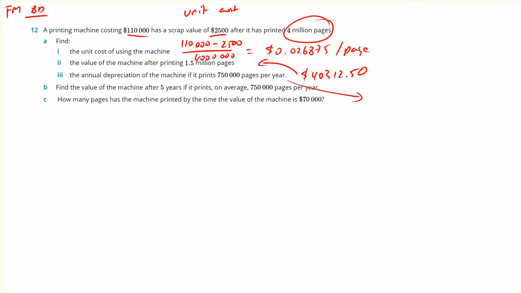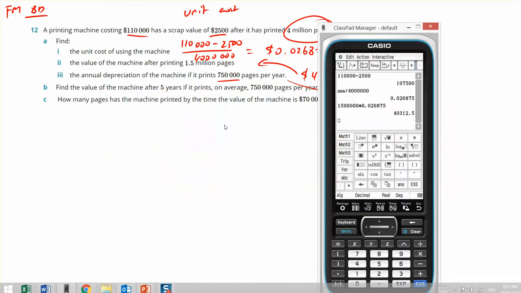Let's do part 3. The annual depreciation of the machine if it prints 750,000 pages per year. So how much does it lose in value if it prints 750,000 pages? You simply multiply the unit cost by 750,000. So pretty easy, I can even recycle the top line. I'm just going to write 750,000 instead of 1.5 million.